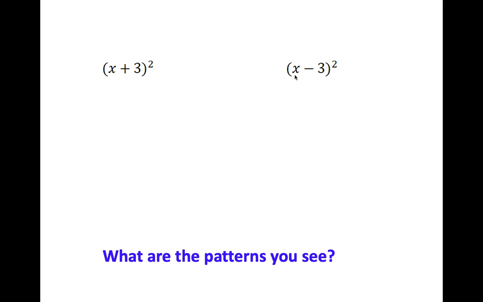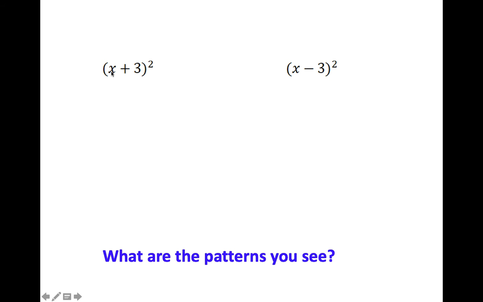Now, if we were actually to multiply these out, we would have to FOIL them and then combine like terms. We would end up with x squared plus 6x plus 9. If we did the same thing for this one, we would have x squared minus 6x plus 9. So the question is, is there a pattern there that would help you actually expand this perfect square without going through the process of first foiling and then collecting like terms? And the answer is yes. It's a very easy one.